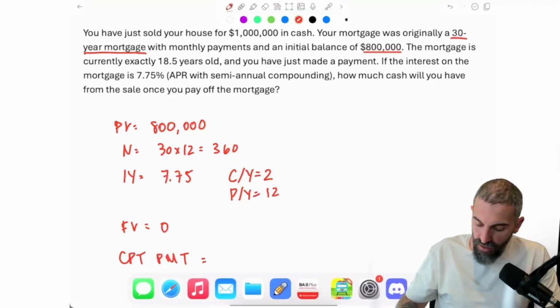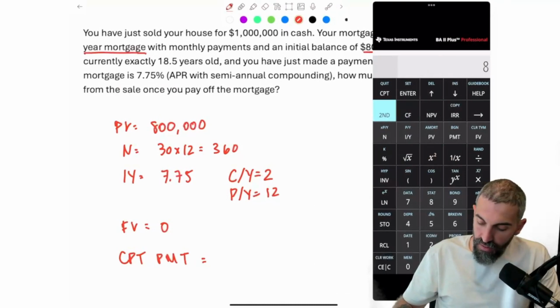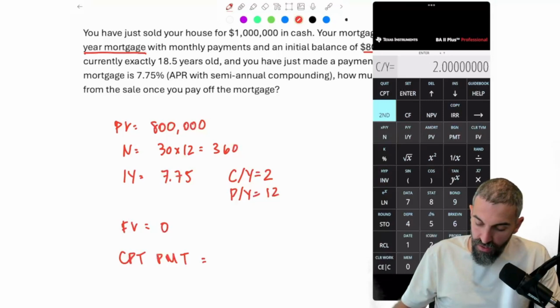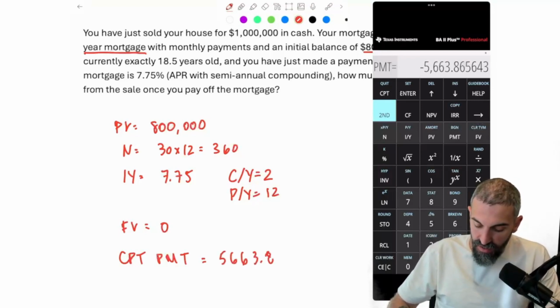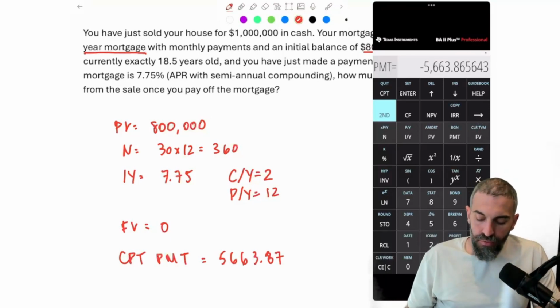So let's grab our calculators. Okay, so 800,000 present value, 360 N, 7.75 IY. PY is 12, that's good. CY is 2, that's good. You want to make sure those are set. 0 future value, compute payment. Okay, so we have a mortgage payment of $5,663.87.